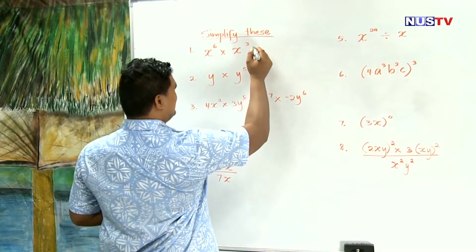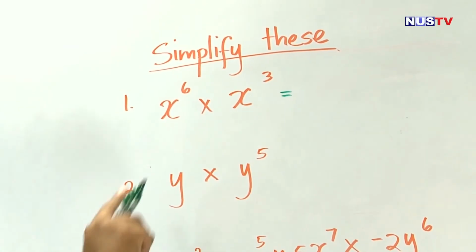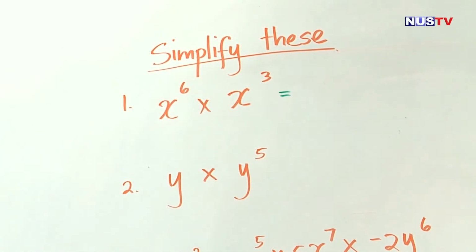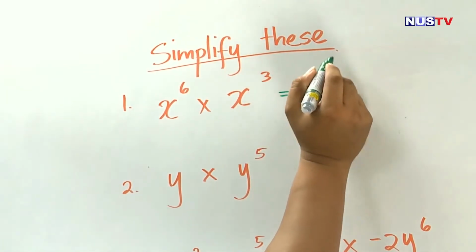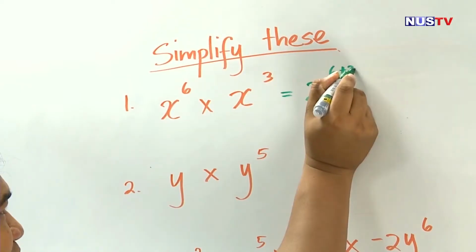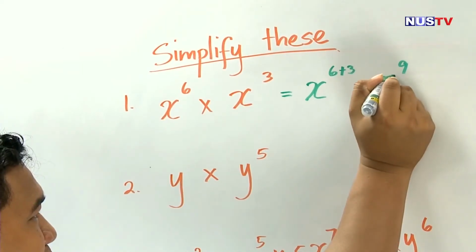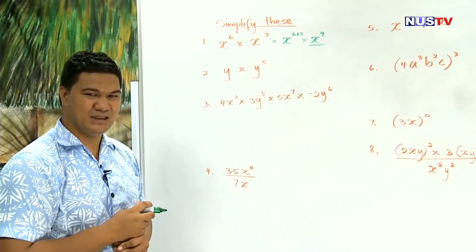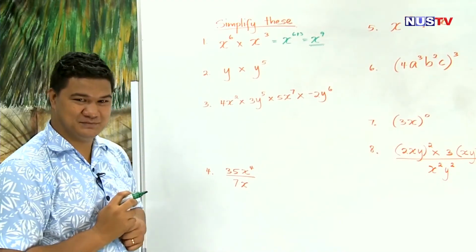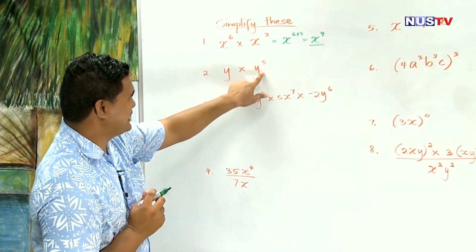So what we have to do here is apply our rule number 1. When we multiply two terms with the same base, all we have to do is add the powers. So the answer for this one is x to the power of 6 plus 3, so the answer is x to the power of 9. Yes, 6 plus 3 is equal to 9.